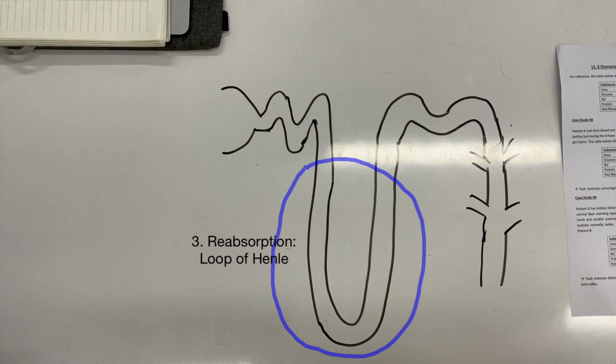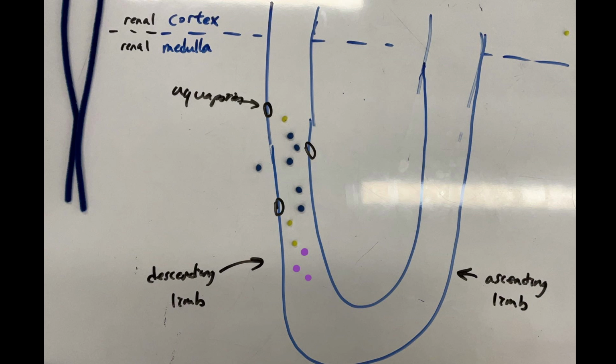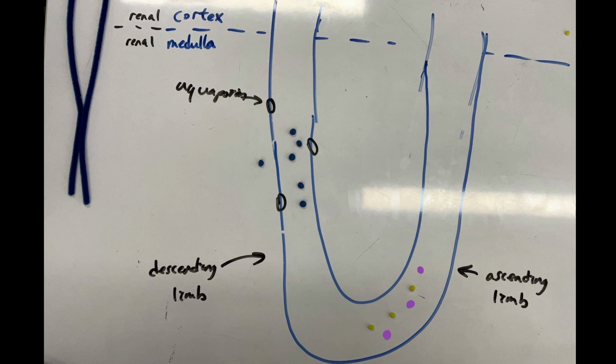The next process of reabsorption occurs in the loop of Henle. The loop of Henle dips into the renal medulla. The descending limb has no protein pumps for salts like sodium ions to be transported and only aquaporins for water transport. Salts and urea flow to the ascending limb.